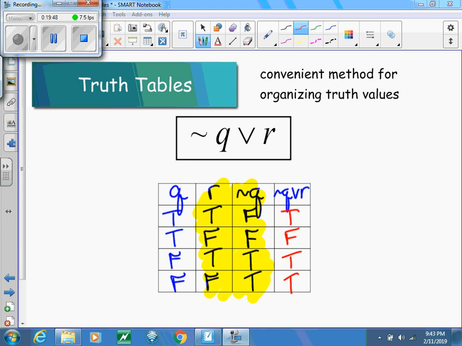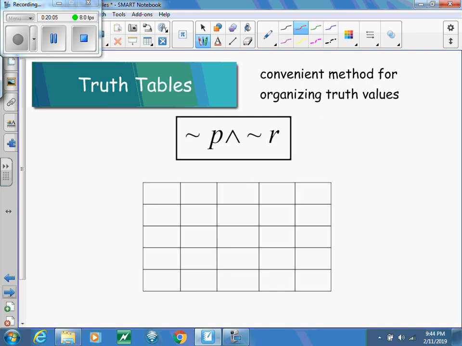All right, so here's the answer to number 3. Taking a look at that one, you should have 3 trues and 1 false in that final column that's there. All right, next I'd like you to look at number 4. And again, I'd like you to try and see if you can pause the video and fill this one out on your own.